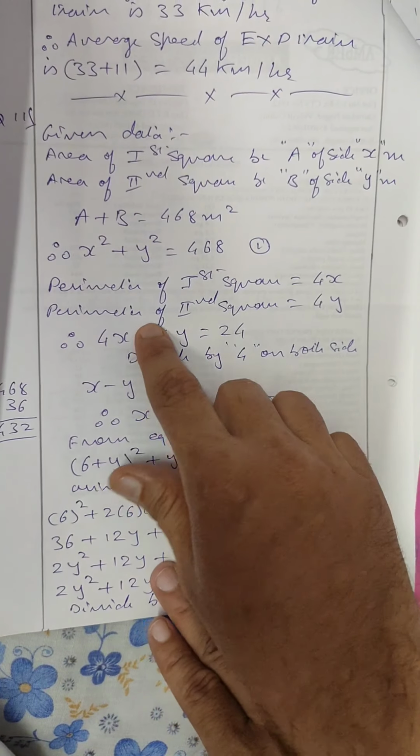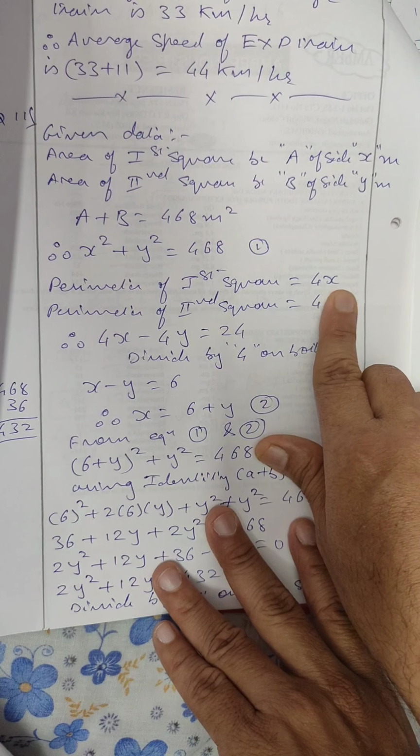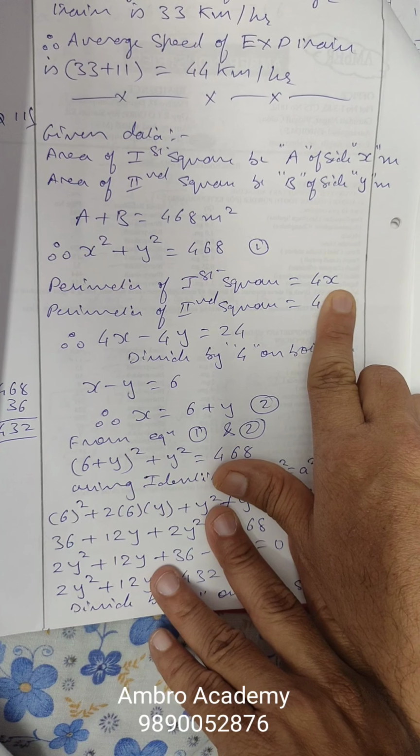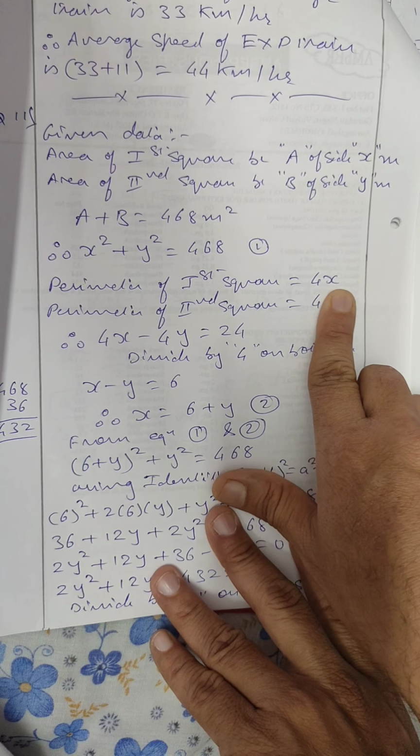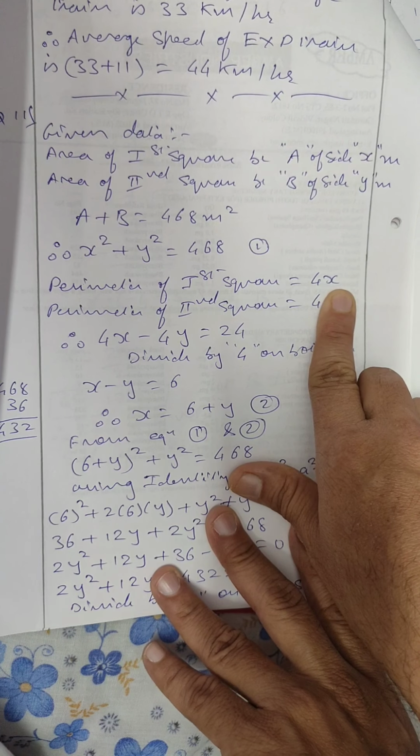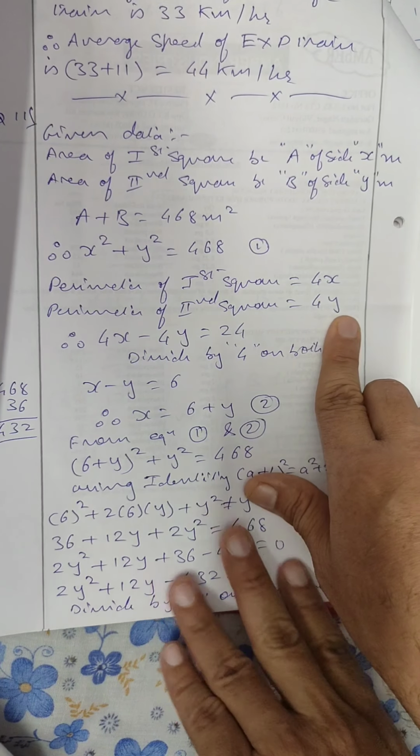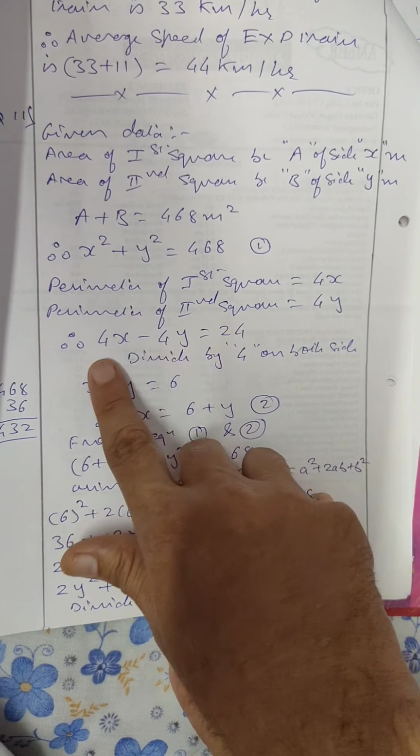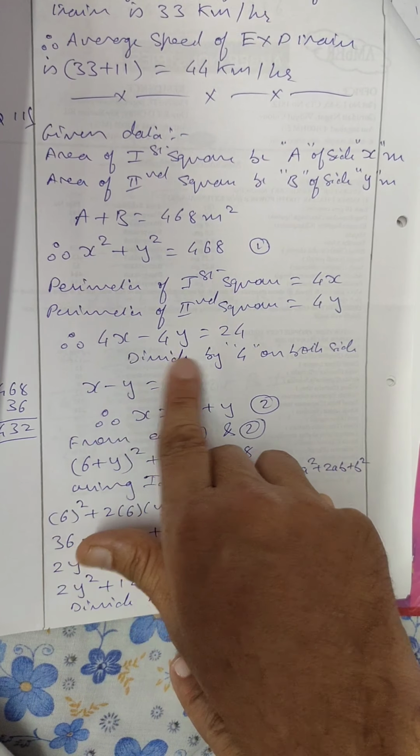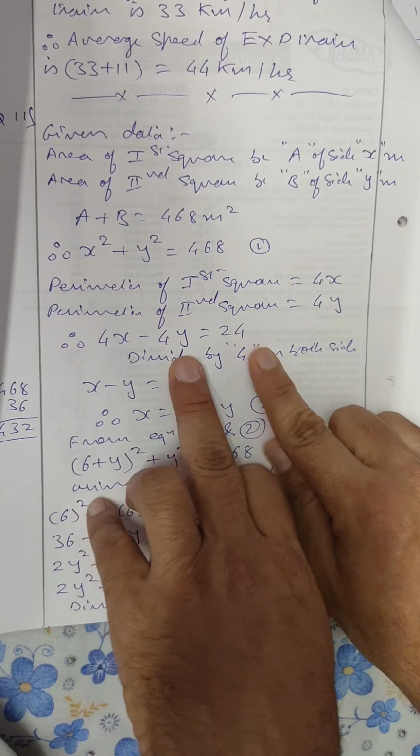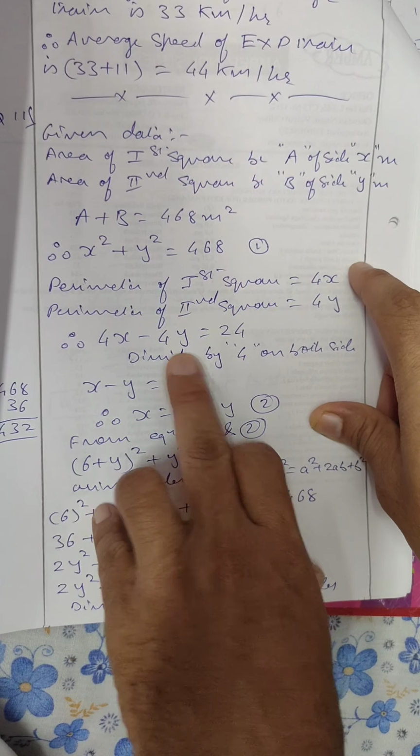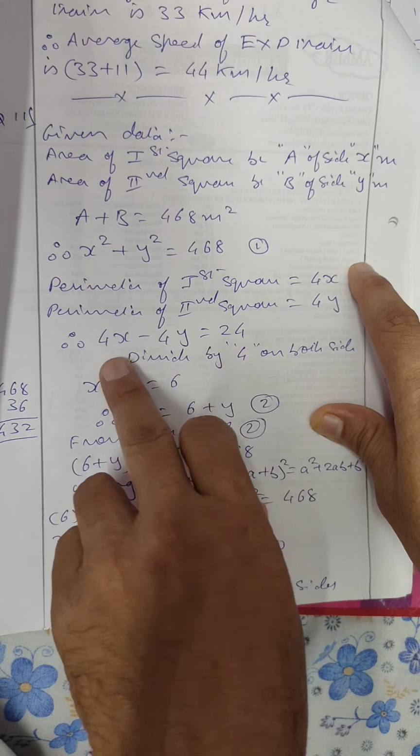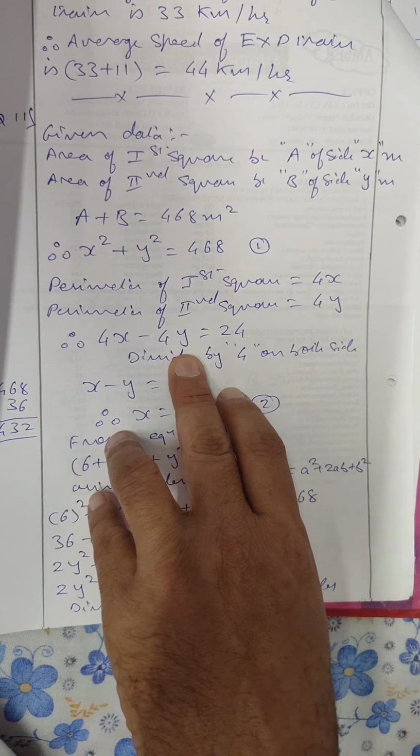Perimeter. What is the perimeter of the square? 4 into x, because a square has 4 sides. All the sides are x, x plus x plus x plus x, 4x, and the perimeter of the second square is 4y. So they have given the difference: 4x minus 4y is equal to 24. Please note that you can write 4y minus 4x is 24 or 4x minus 4y is 24. It is up to you.